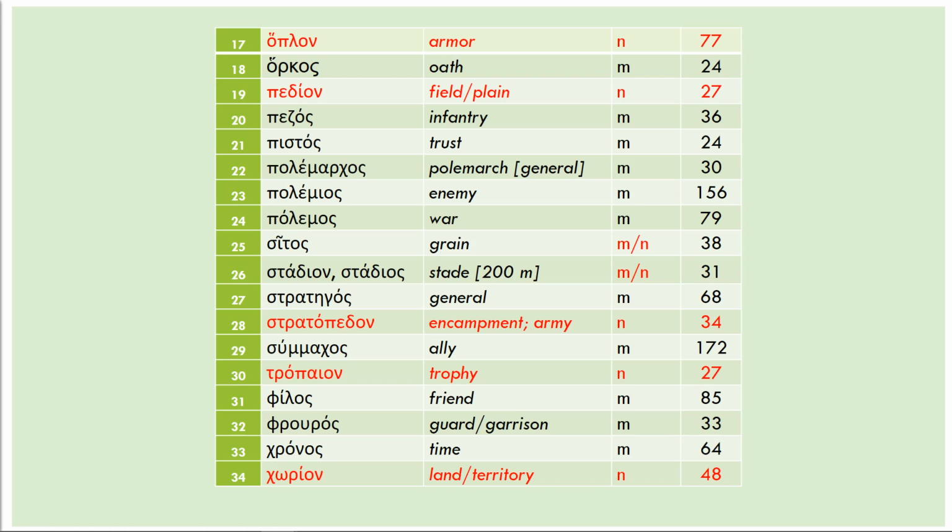Again, these are all very easy to deal with. These are all pretty straightforward words. A polemarch is a general, another word for general. Polemios means someone who is an enemy. Polemos is war. So with this common vocabulary, if you learn these nouns and the article forms, you're going to be good to go for much of the text of Xenophon's Hellenica.